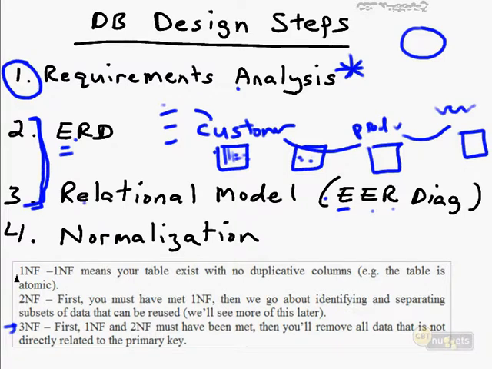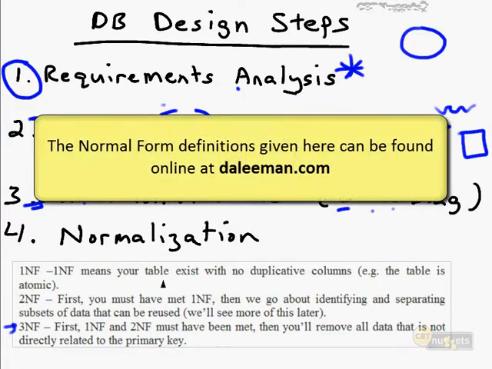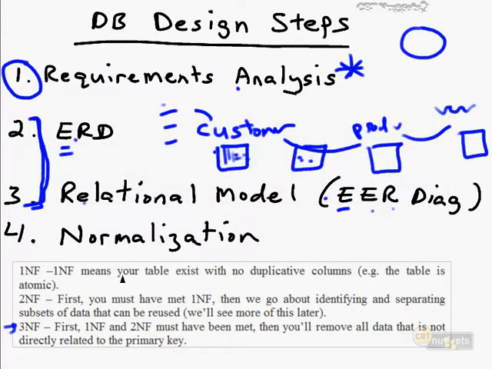Your first pass to put your database in first normal form means that your tables exist with no duplicate columns, just as simple as that. The table is atomic. That should be pretty easy to do. Second normal form means that you've met first normal form, and then you go about identifying and separating subsets of data that can be reused.